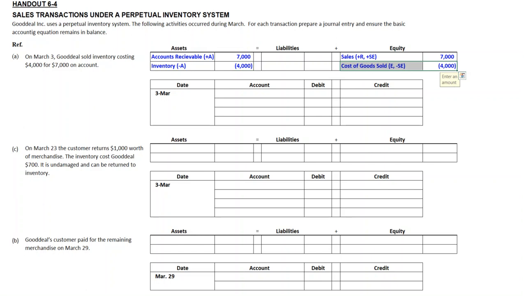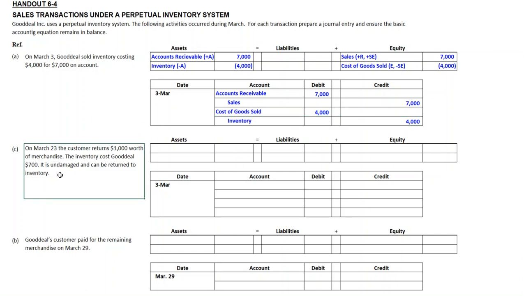So in terms of our sales transactions, we have an increase in accounts receivable, a debit to accounts receivable of $7,000. We increase revenues as well as equity with credits, so we have a $7,000 credit to sales. In terms of inventory and cost of goods sold, we increase expenses with debits, so we debit cost of goods sold for $4,000. And we decrease assets with credits, so we credit inventory for $4,000.